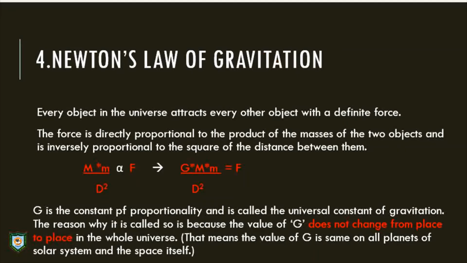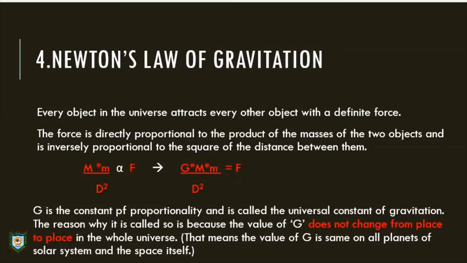Now, some things about G. G is the constant of proportionality and it is called the universal constant of gravitation. These three words are quite important. The reason it is called so is because of the value of G, capital G rather. Remember, you need to make sure that you call it capital G, because you're going to understand why capital G needs to be called that as we are calling it right now.